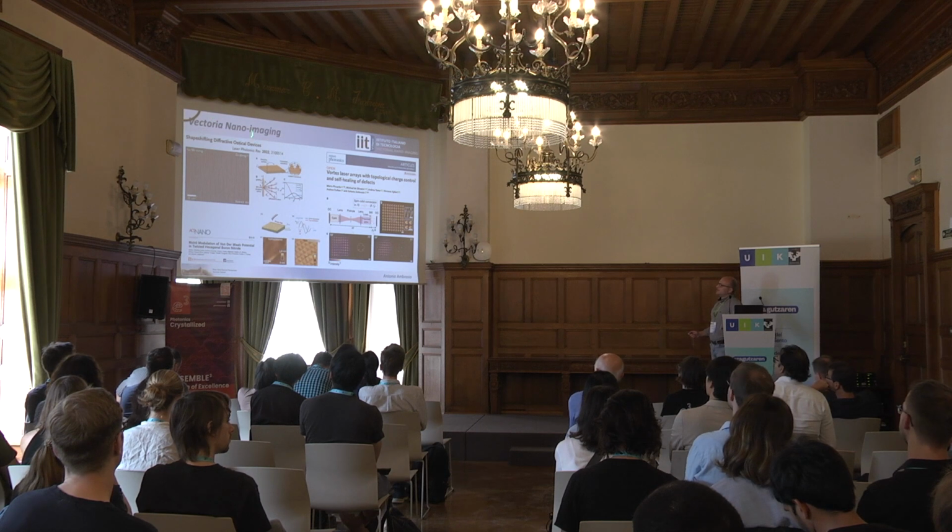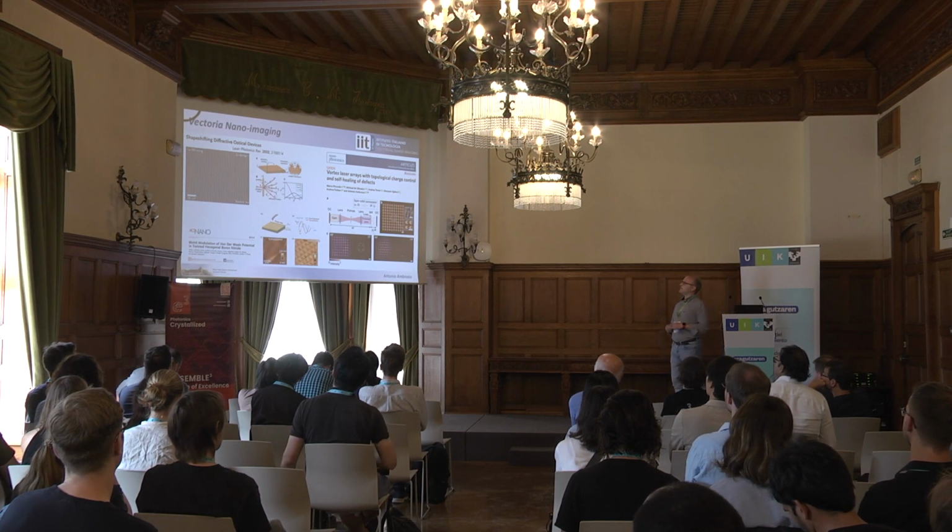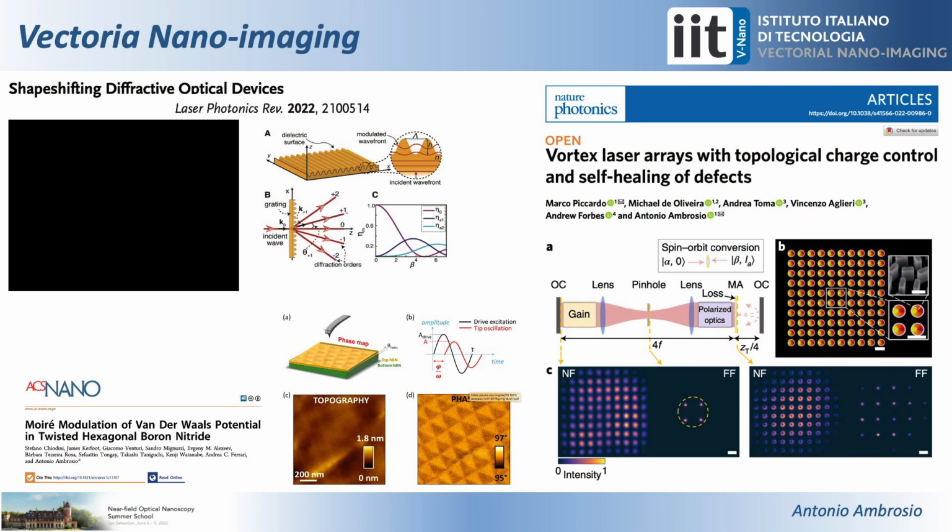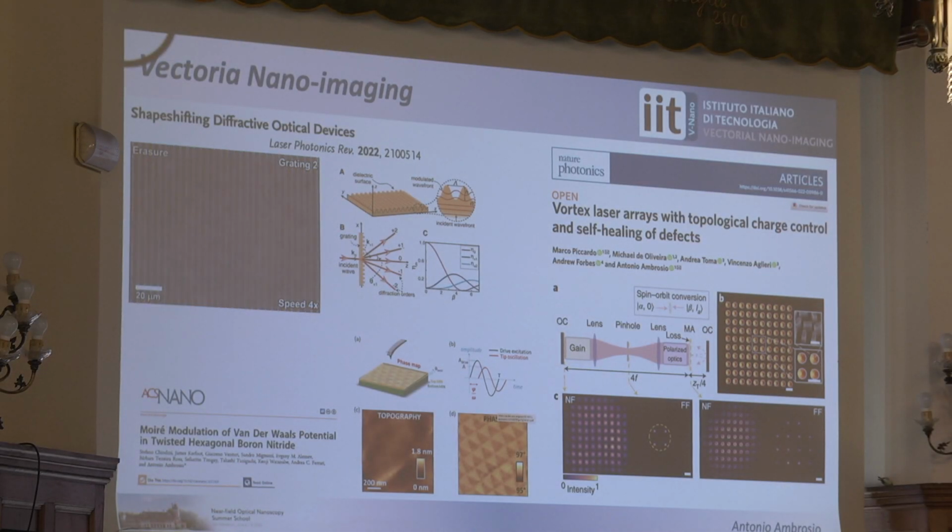My research line is vectorial nanoimaging, it's missing an L, because it deals with light and light imaging, and the vectorial character of light. So not just integrated scalar information, but taking into account the vectorial nature. And besides scanning probe microscopy, we also do metasurfaces.